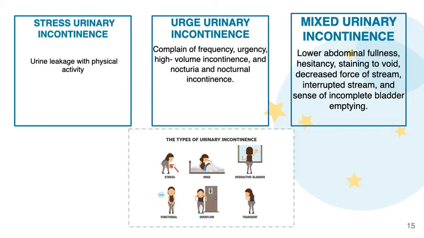For overflow incontinence, or urethral overactivity and/or bladder underactivity, it is a rare but important cause of urinary incontinence. Patients complain of lower abdominal fullness, hesitancy, straining to void, decreased force of stream, interrupted stream, and sense of incomplete bladder emptying. Patients can also have urinary frequency, urgency, and abdominal pain.